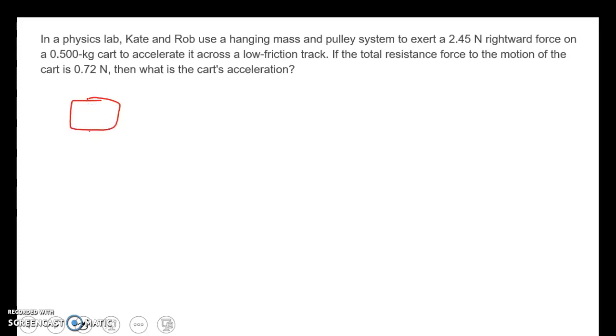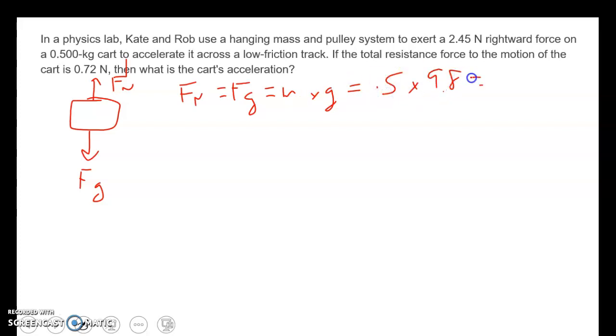Here's our cart, our free body diagram. There's gravity. Since it's being accelerating across a low friction track, we can assume that this is going to be a horizontal acceleration. Therefore, normal force equal to the force of gravity equal to mass times g. Our mass is 0.5 kilograms, and we're multiplying that by 9.8. So our normal force and our force of gravity are both 4.9 newtons. We have an accelerated force and a frictional force.